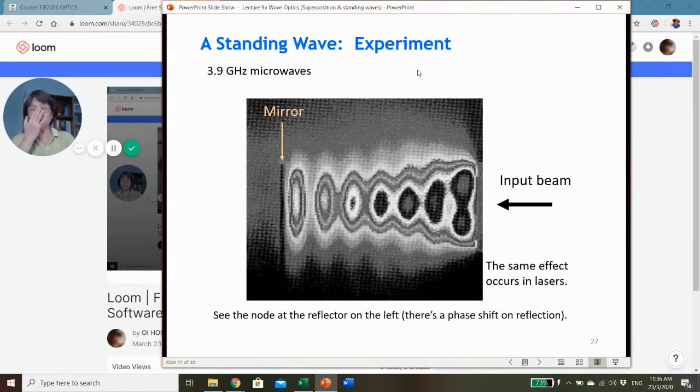Here's an experiment visualization using a 3.9 GHz microwave. There's a mirror here. You have an input beam, and you can see these waves coming in and then reflected, and it creates standing waves here. So you see the nodes and the anti-nodes. There's a phase shift on reflection, clear?